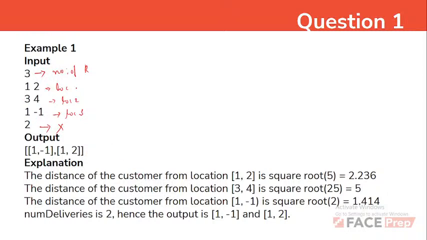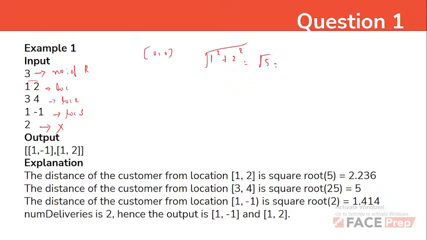The distance of the customer from location 1 comma 2: this is the location of the restaurant and the customer's location is 0 comma 0. So I'll find the square root of 1 squared plus 2 squared, which is the square root of 5, right? The square root of 5 is 2.236. Similarly, for the second location the distance is 5. And I'll calculate this for all 3 vegetarian restaurant locations.